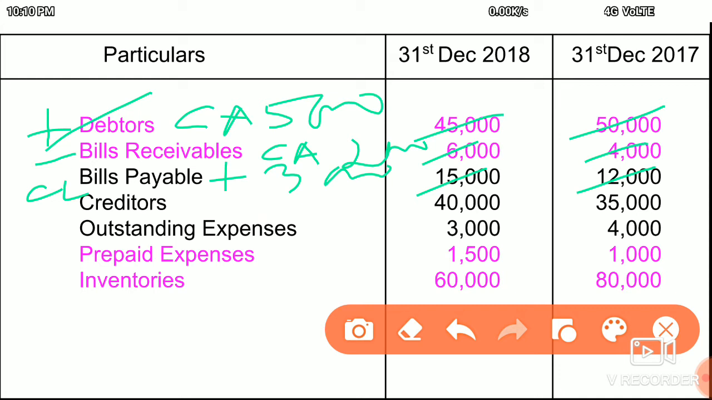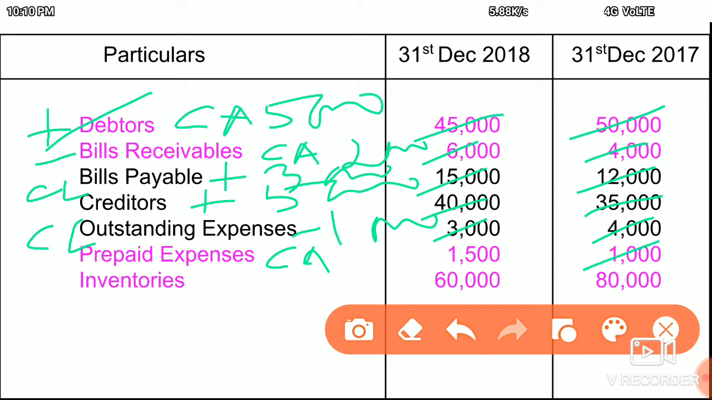Then if we look at creditors, before it was 35,000, now it is 40,000. There's a difference of 5,000, so we assume that there is an inflow of cash. Then outstanding expenses, a current liability. Before it was 4,000, now it is 3,000. There's a decrease of 1,000, so we assume that there is an outflow of cash. Now prepaid expense is a current asset. Before it was 1,000, now it is 1,500. There's a difference of 500, so it has increased by 500 rupees, so we assume that there is an outflow of cash. It's a current asset, so it's an outflow of cash.